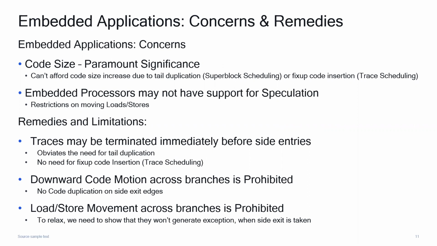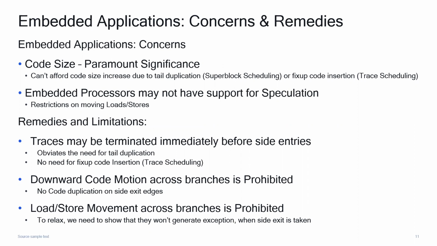What we have done is terminate traces immediately before side entries. That means the traces themselves will not have side entries, and they are like superblocks only. So we don't need any tail duplication. And because they are by default superblocks, we don't need any fix-up code insertion. That is what is needed in trace scheduling.